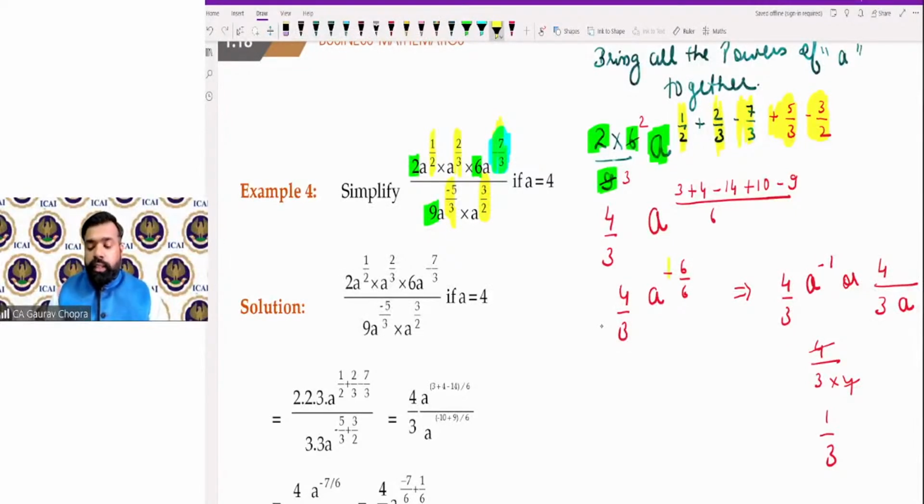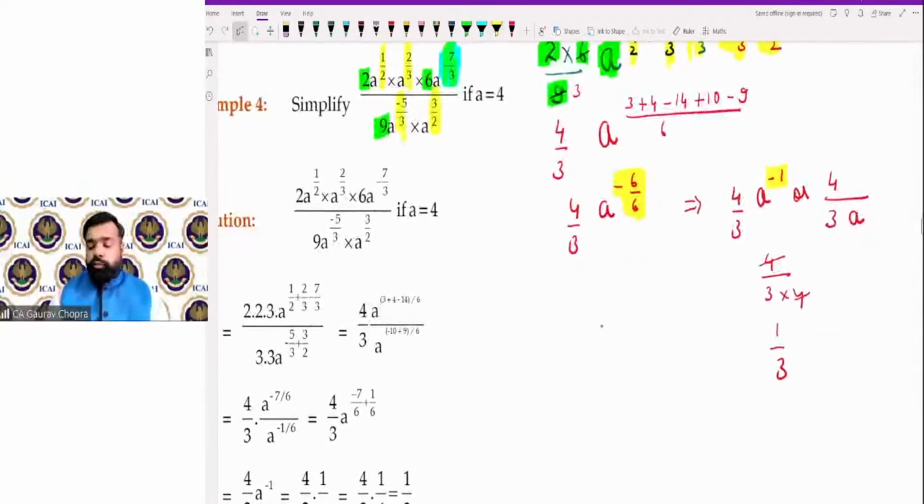After taking the LCM, we are getting minus 6 upon 6, which is power minus 1. So since the power is negative, we can send this into the denominator. So it will become 4 upon 3A. And the value of A is 4. We have cancelled 4. The result is 1 upon 3. So in this way, you have to solve. All right.